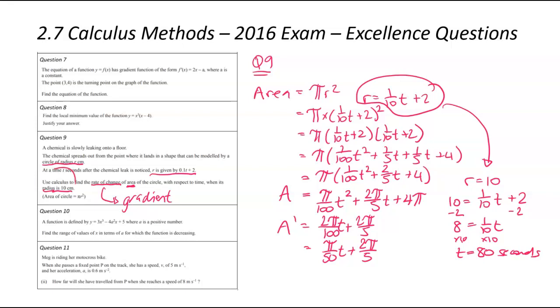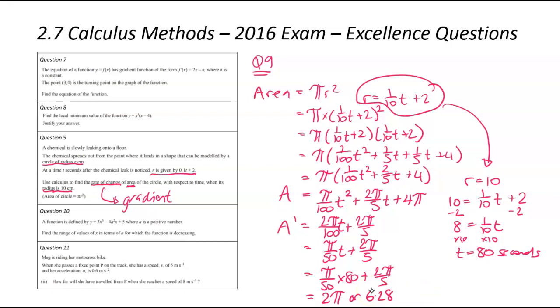So we know when the radius is 10 centimeters wide, that is after 80 seconds of this chemical leak going onto the floor. So we can now substitute that into our gradient function to find out the rate of change at that particular point. So we're now going pi over 50 times 80 plus pi, plus 2 pi over 5. And when you put that into your calculator, it's actually going to come out to 2 pi, or 6.28, and that had a 2 dp rounding.